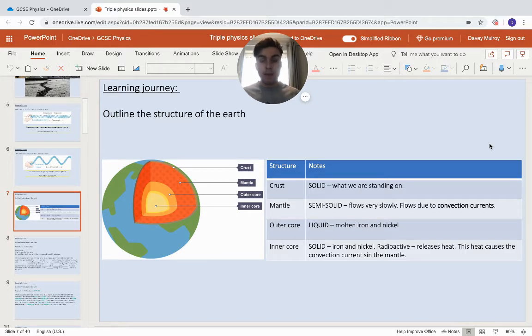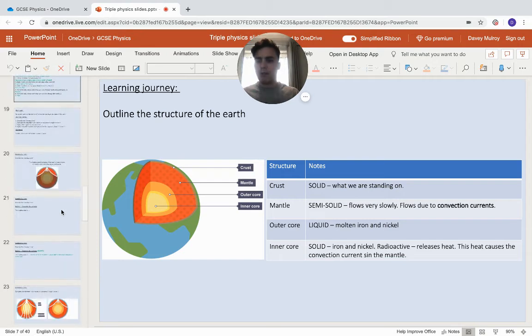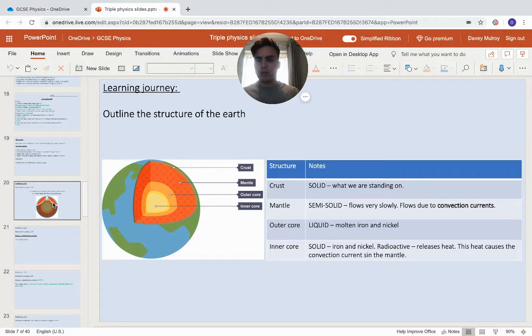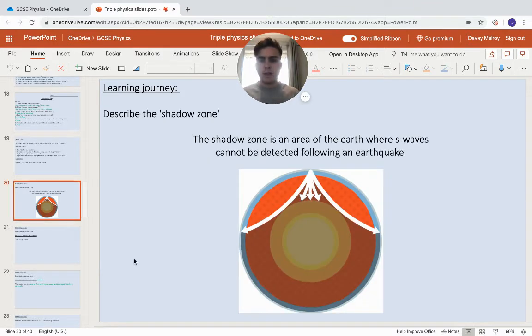Nice way of remembering this, the core of an apple is in the middle, so our cores must be right in the middle of the Earth. Our outer core is a liquid and our inner core is a solid. Now, our shadow zone is directly linked to this structure of the Earth. I've got a similar diagram here. Now, our shadow zone, put simply, is an area of the Earth where S waves cannot be detected following an earthquake.